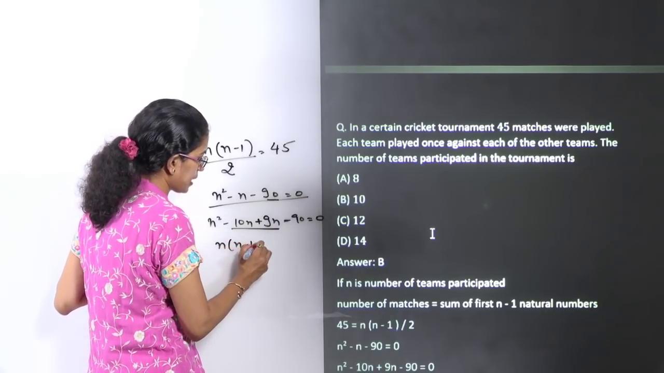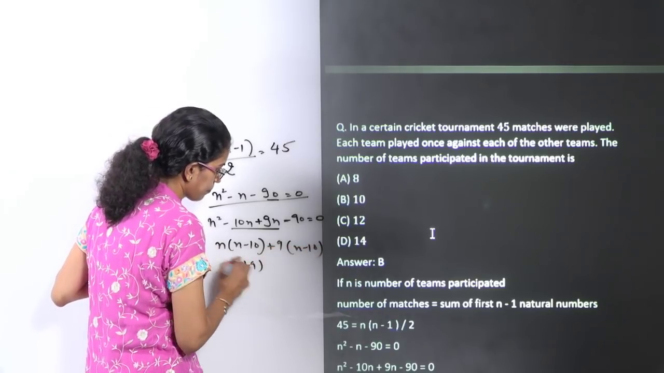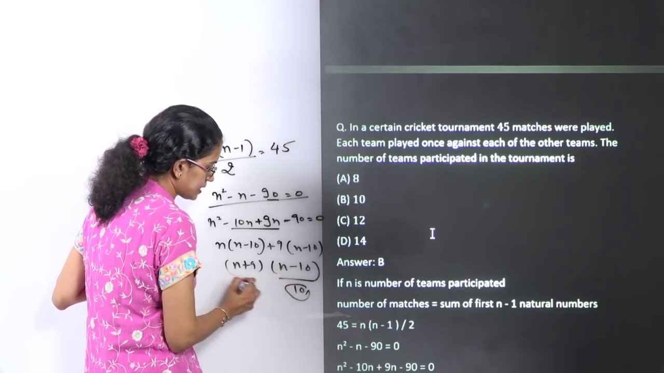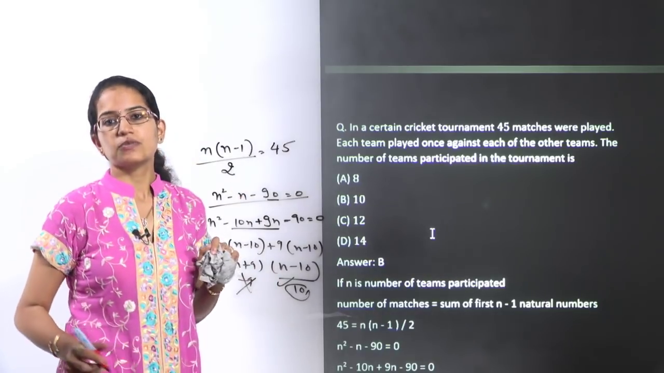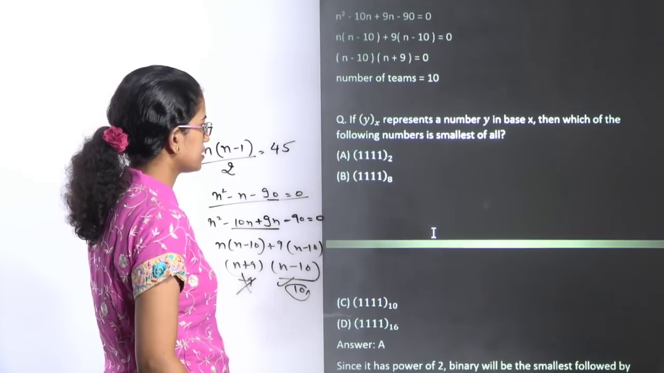So you have n minus 10 common, you have plus 9, so n plus 9 and n minus 10. Now n minus 10 gives n as 10, but the other one becomes minus 9, so I remove this value. The number of teams could only be a positive value, so n would be 10. So 10 teams participated in the tournament.